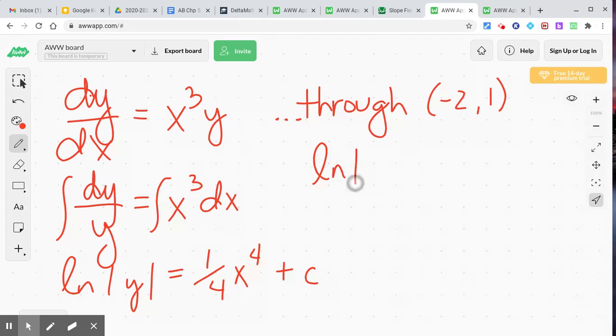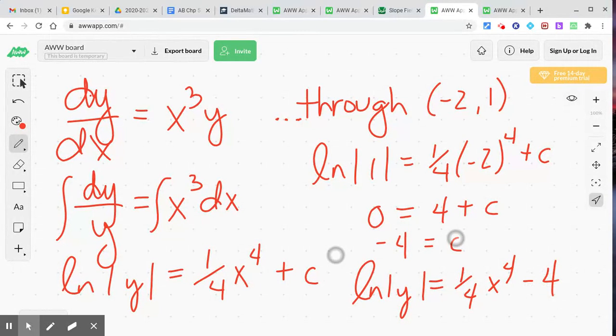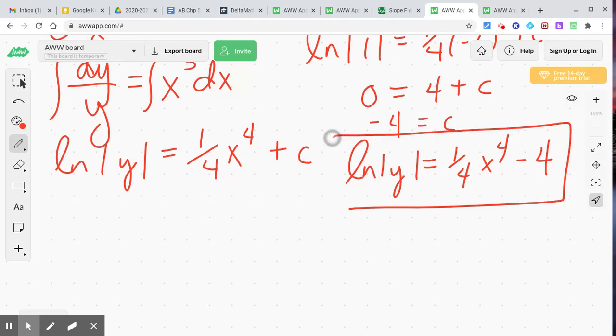So I have the natural log of the absolute value of 1 equals 1/4 times (-2) to the 4th plus c. If I simplify this, I get 0. Natural log of 1 is 0 equals 1/4 of 16, so 4, plus c, so c equals -4. That means the natural log of the absolute value of y equals 1/4 x to the 4th minus 4. Now, what if I was asked to solve this particular solution for y? If I need this final answer in the form y equals, I've got to break y free out of this natural log. So I'm going to exponentiate both sides.